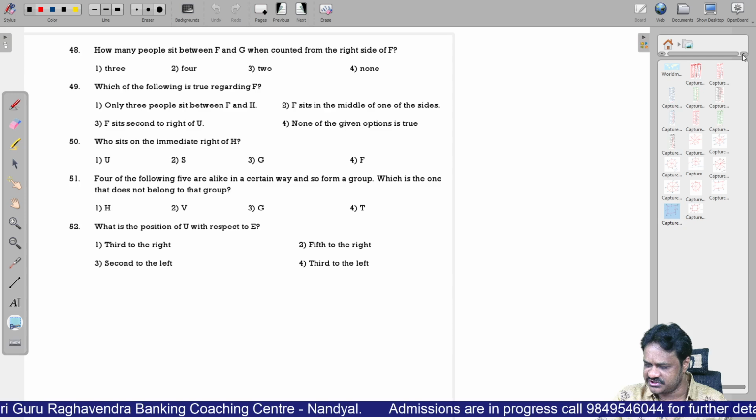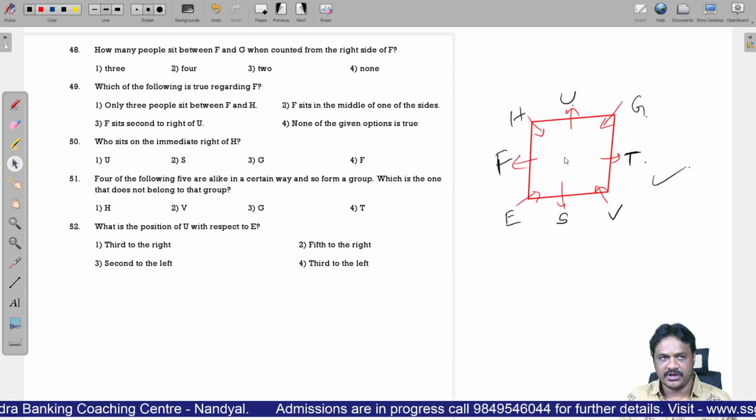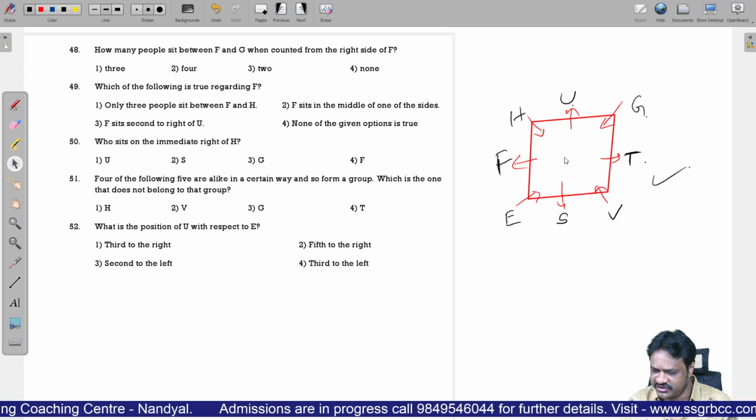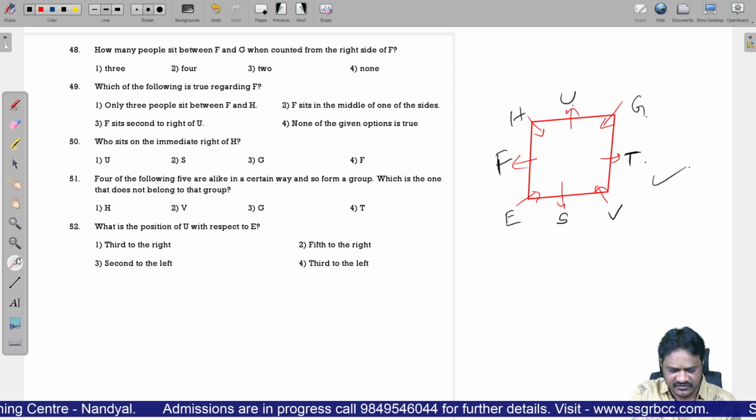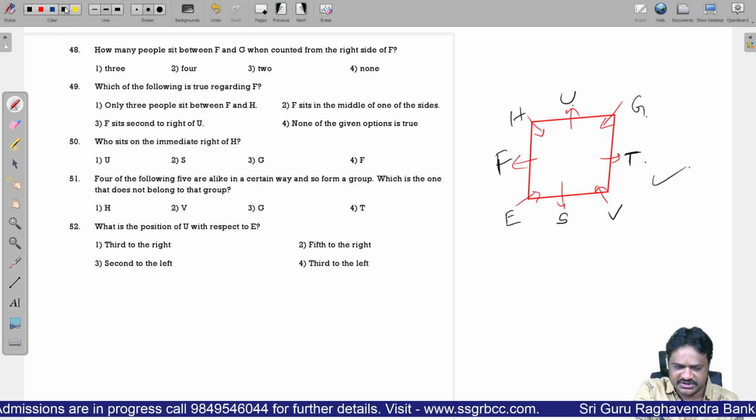See the first question. How many persons are there between F and G when you count to the right side of F? See, this is F and this is G. Right side means left side. How many persons? 2 persons are there.